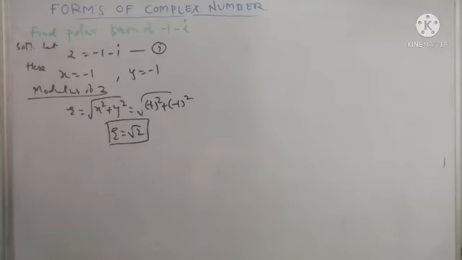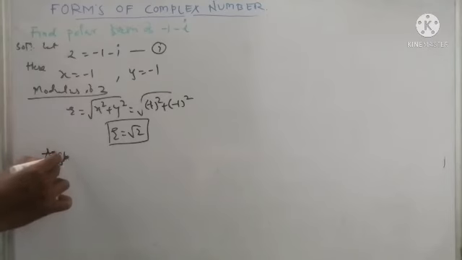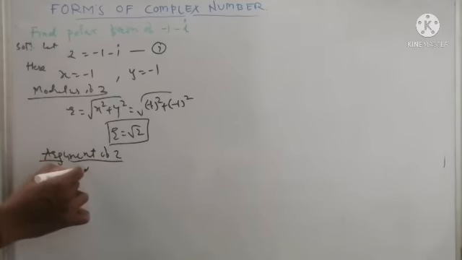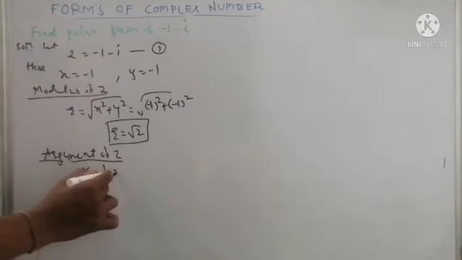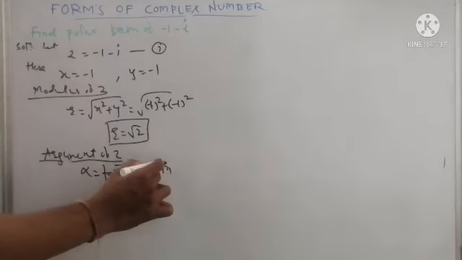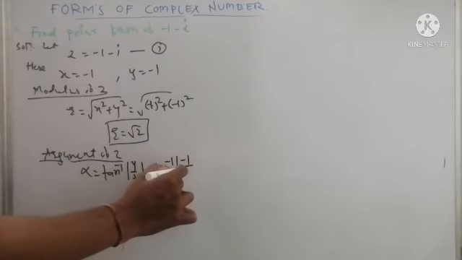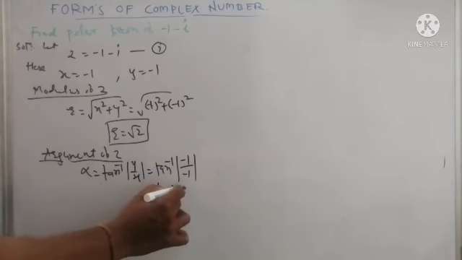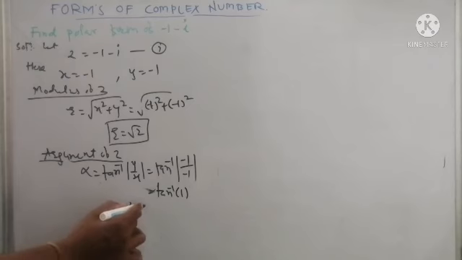Now to calculate the argument, we use the working rule of theta. For that we first evaluate alpha. Alpha is equal to tan inverse of mod of y by x. So by putting the values of y and x in modulus, we get minus 1 by minus 1 as plus 1. So we get tan inverse of 1, and we know the angle having tan ratio 1 is equal to 45. So we get alpha as 45 degrees.